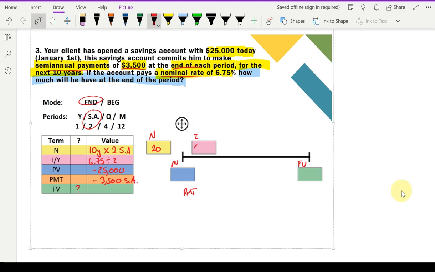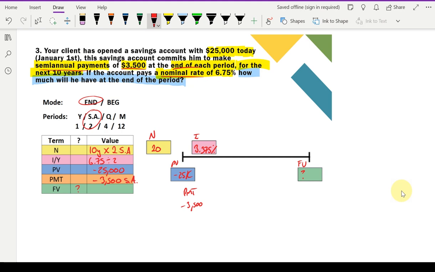3.375%. Present value is the 25,000 that we're starting with. Future value is what we're looking for. And the payment is going to be negative 3,500 every 6 months, right?